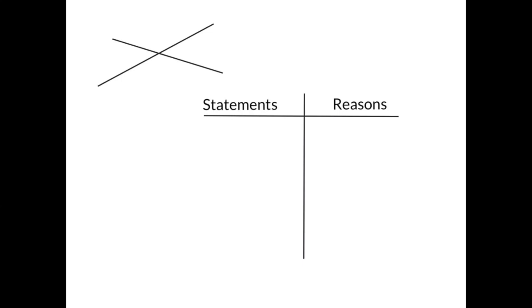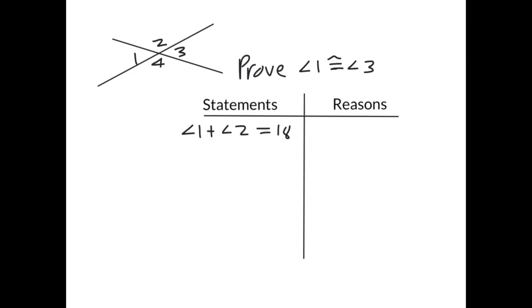Okay, proof number 1. We've got 4 angles here formed by 2 intersecting lines. What I want to get to is to prove that angle 1 is congruent to angle 3. In other words, prove that the vertical angles are congruent. We know that angle 1 plus angle 2 makes 180 degrees. We also know that angle 2 plus angle 3 makes 180 degrees.